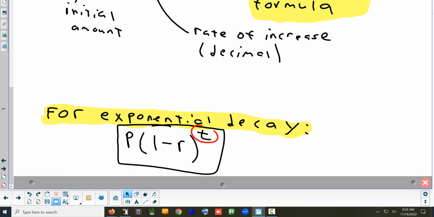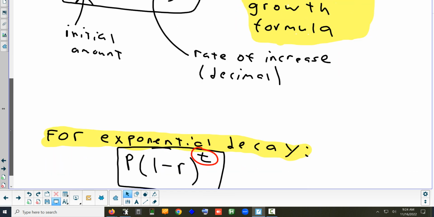Now, what makes these a little bit tricky to solve is they have variables in the exponent. So we're going to use the graphing calculator to help us solve these. Everybody have those 2 formulas?